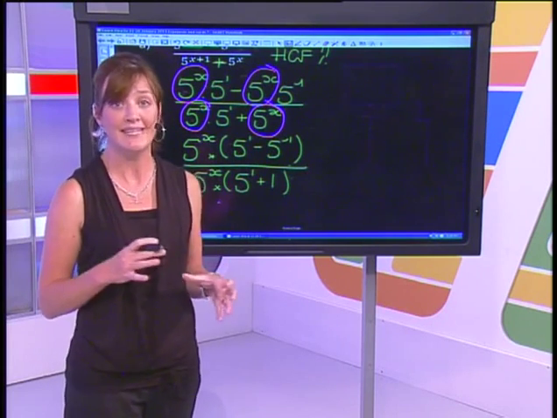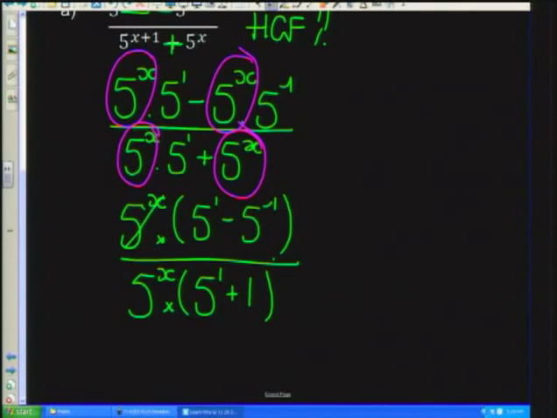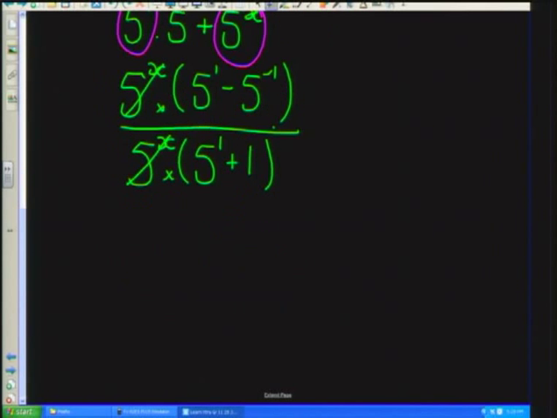Now, because we've created a multiplication sign between the 5 to the x and the bracket, we are allowed to cancel them. So those will cancel each other out, which really gets rid of the problem of the x and the exponent. So what are we left with? I'm left with a 5 minus. Now just remember that 5 to the negative 1 is the same as 1/5. And I'm left with 5 plus 1, which is going to be 6.